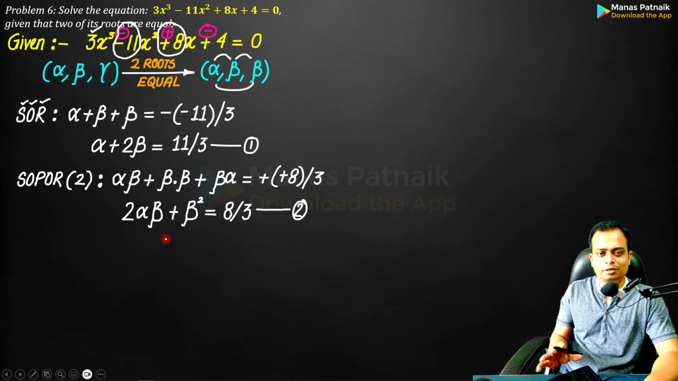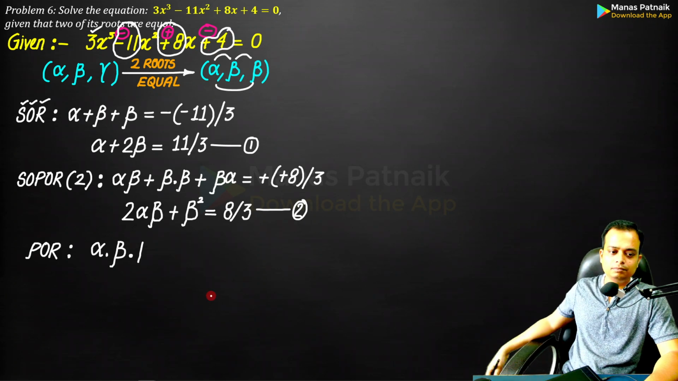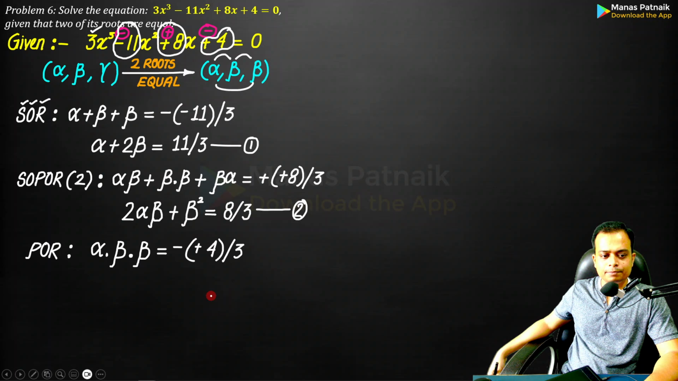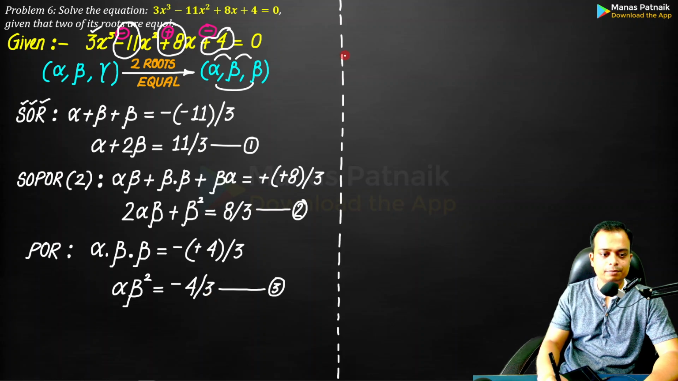By the way, these 2 equations are sufficient to help us get to the values of alpha and beta. But I'll also go ahead and get you the equation number 3. Simply product of the roots alpha, beta, gamma is equal to negative of positive 4 divided by 3. That's our equation number 3. Now how to approach from here on? Draw a line. Make some space.